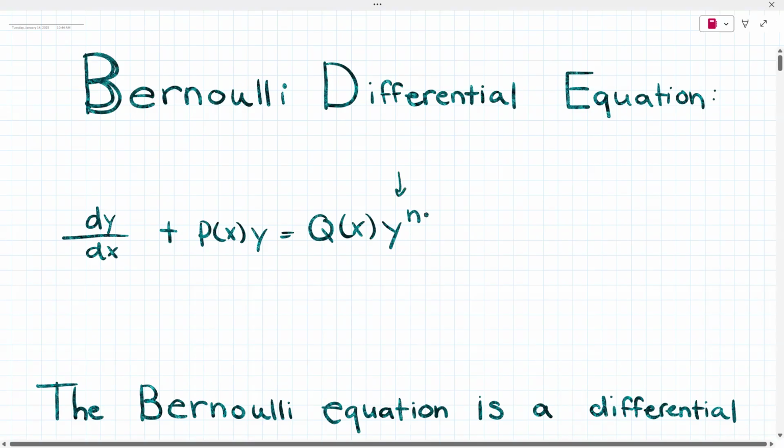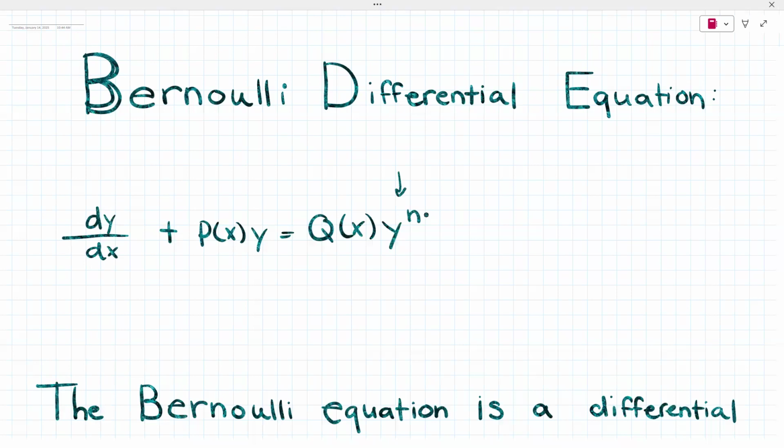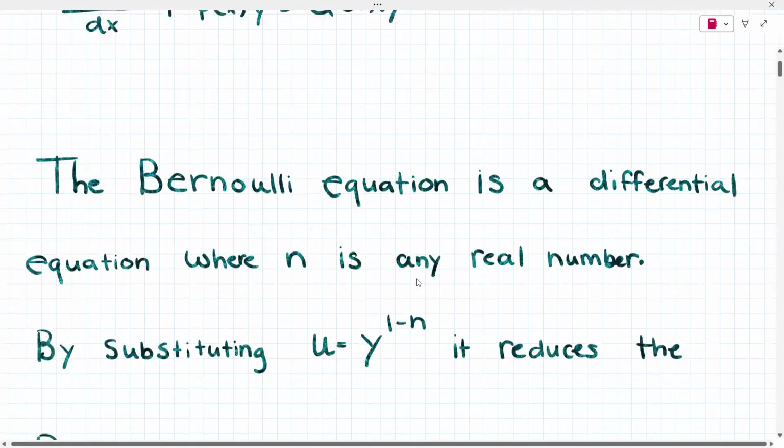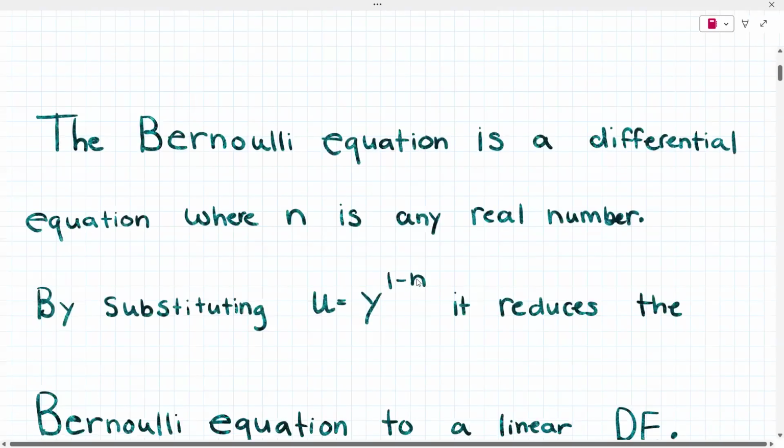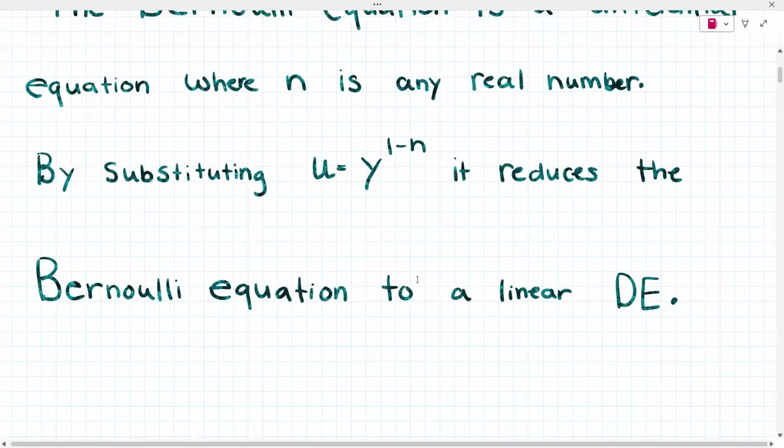If it's in the form dy over dx plus p of x times y equals q of x times y raised to the n, that's how you know you're dealing with a Bernoulli differential equation. The Bernoulli equation is a differential equation where n is any real number. By substituting u equals y raised to the 1 minus n, it reduces the Bernoulli equation to a linear differential equation.